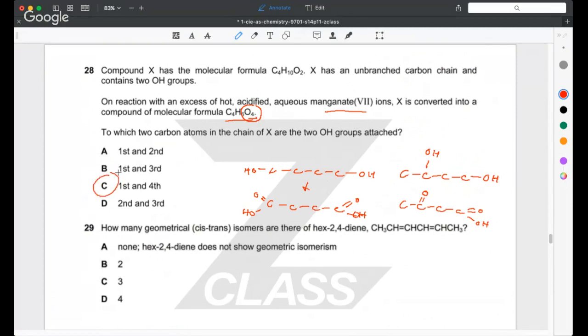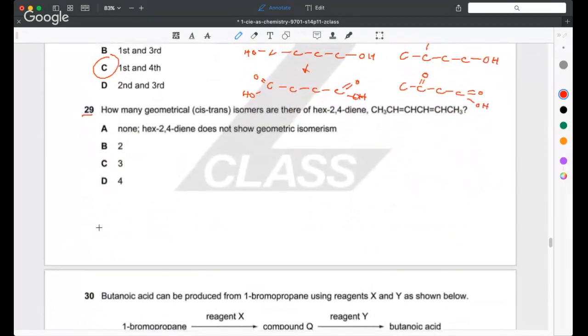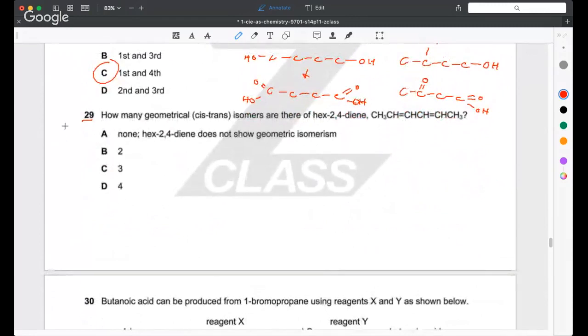Now 29 was one the examiner flagged up that hardly any students got right. In fact, the examiner said that less than 10% of students actually got this question right. And there's a trap waiting for you, really, because it's looking at this compound here, which has 2 double bonds, and it's talking about geometrical cis-trans isomers.